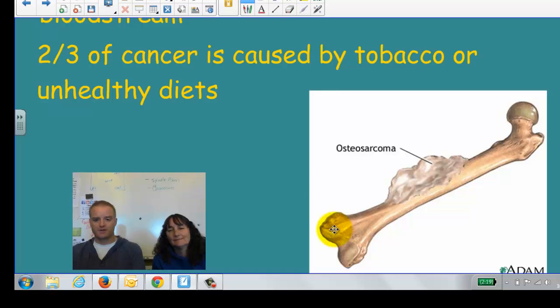And we have a picture down here. Here would be your femur. Cancer can happen pretty much anywhere, in any cells in your body. So here's a bone. This would be a type of osteocarcinoma, so bone cancer. There's a tumor growing on the bone.